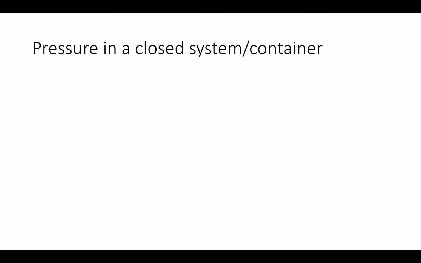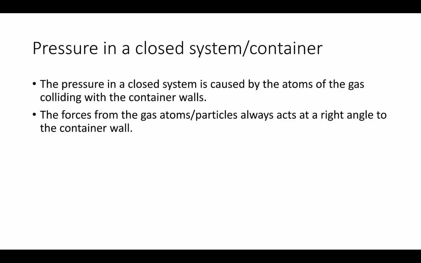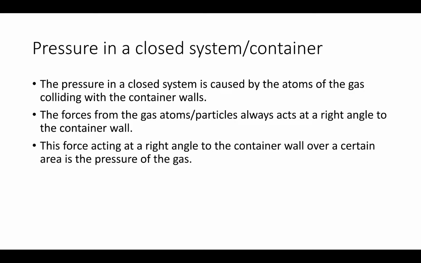So pressure in a closed system or container, you can call it. A system is like a container full of gas, for example. So the pressure in a closed system is caused by the atoms of the gas, or the particles, colliding with the container walls. The forces from the gas atoms or gas particles always act at a right angle to the container wall. This force acting at a right angle to the container wall over a certain area is the pressure of the gas. Remember, pressure is force divided by area. We covered that in an earlier lesson. So that's how pressure is caused. Remember to pause if you need to make any notes.